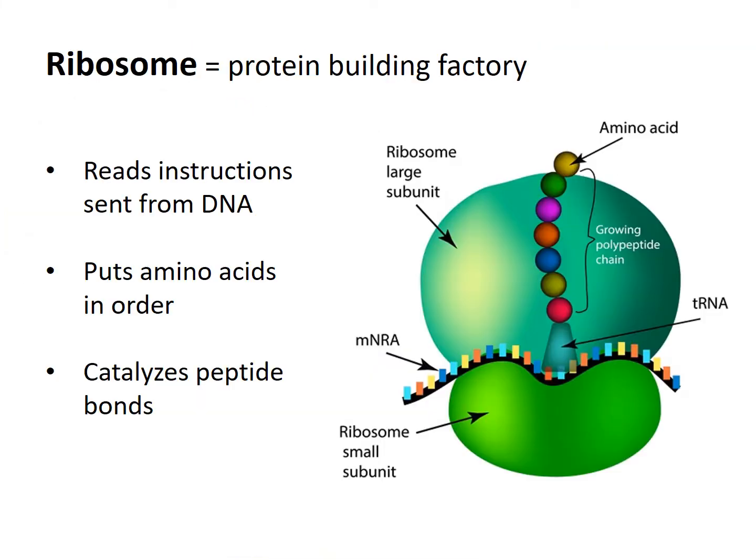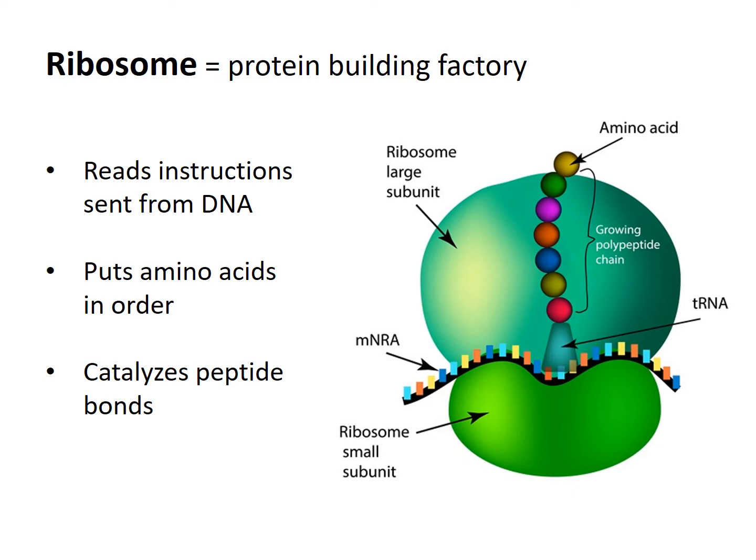The ribosome is the protein building factory. It is an organelle found in every cell, both eukaryotes and prokaryotes. So it's not a membrane-bound organelle, but it is an organelle nonetheless. It has a specific function, and this is its function: translation. The ribosome is reading instructions sent from the DNA, and it's fusing amino acids together in a particular order that is encoded by those instructions.